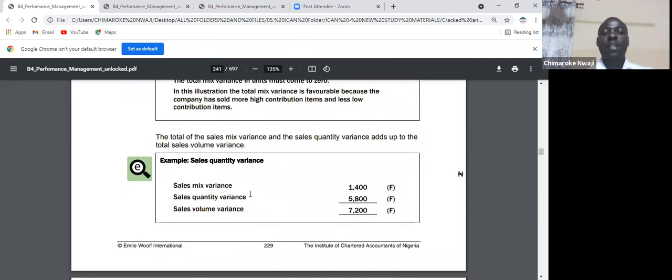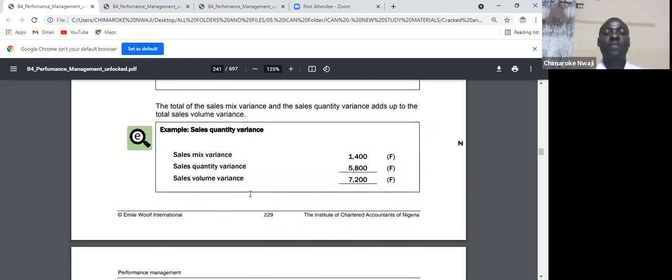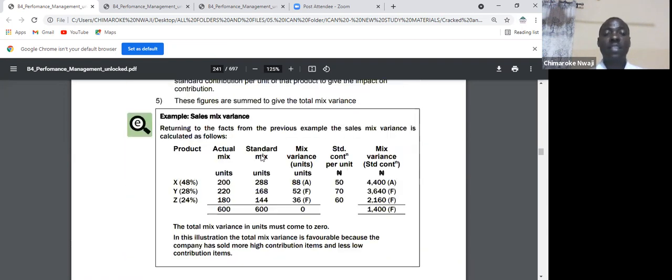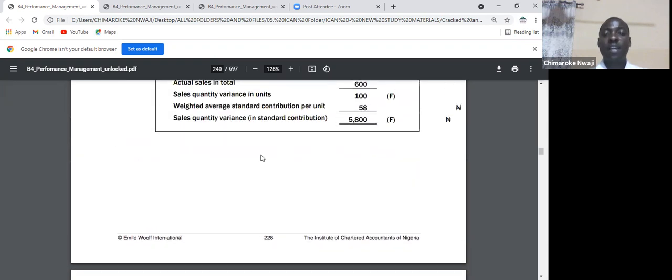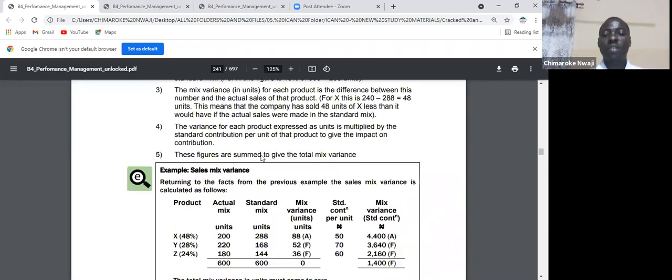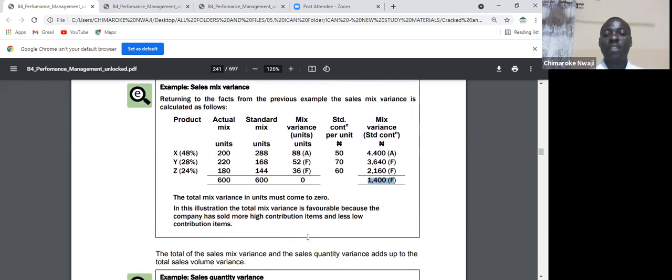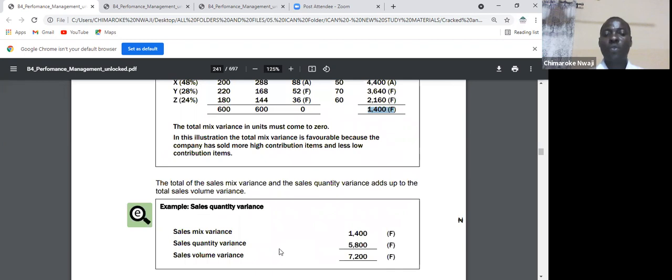Now look at an example of sales quantity variance. We have 1,400. Where did we get that? Look at the first example here. Sorry, sales mix variance, 1,400. Yes, then your sales quantity variance, the one we did before, was 5,800, all favorable.